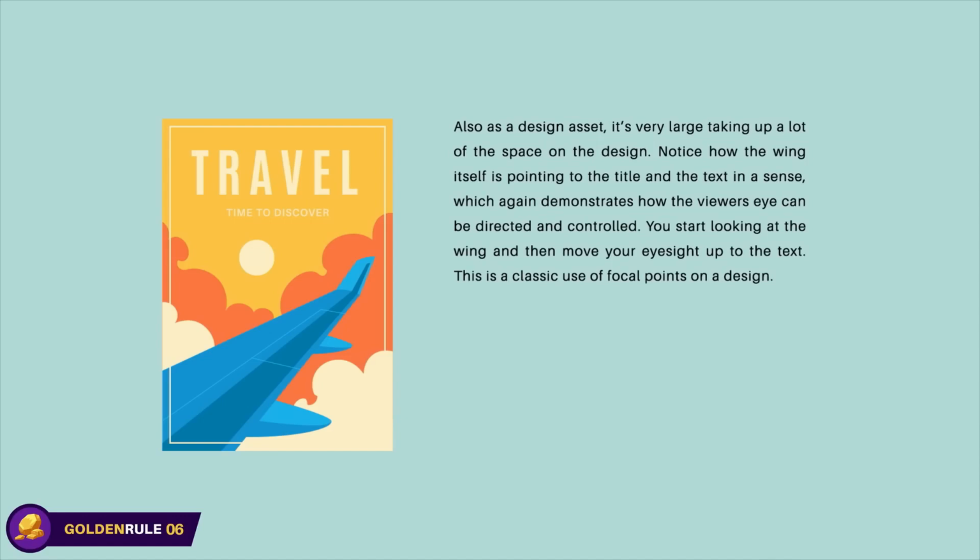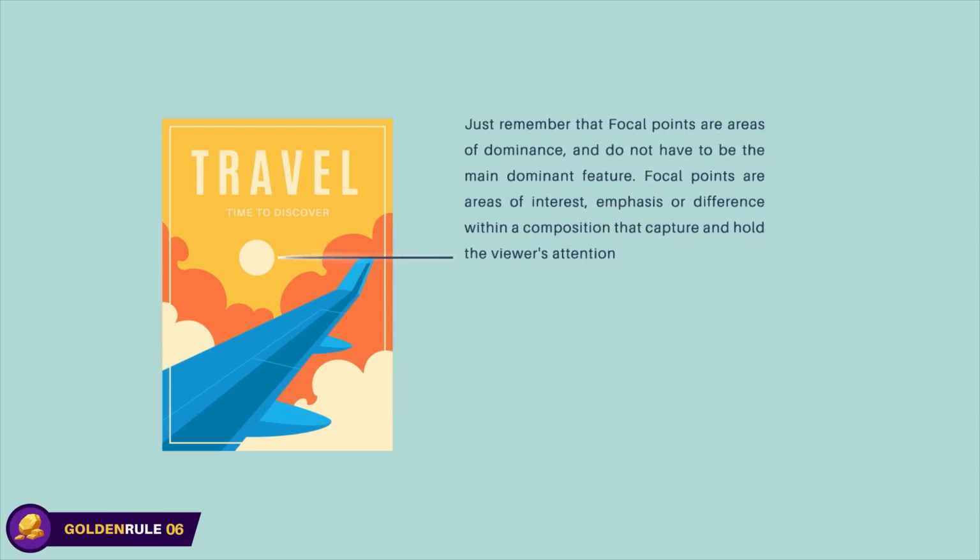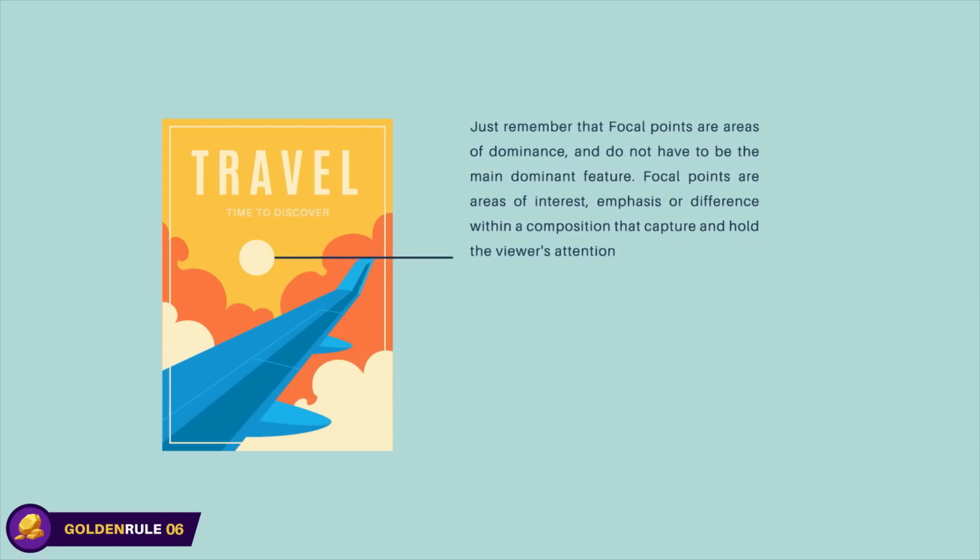I noticed how the wing itself is pointing to the title and the text, which again demonstrates how the viewer's eye can be directed and controlled. You start looking at the wing at the bottom, and then you move your eyesight up towards the text. This is a classic use of focal points in graphic design. So just remember, focal points are areas of dominance, and they do not have to be the main dominant feature. Focal points are areas of interest, emphasis, or difference within a composition that capture or hold the viewer's attention.